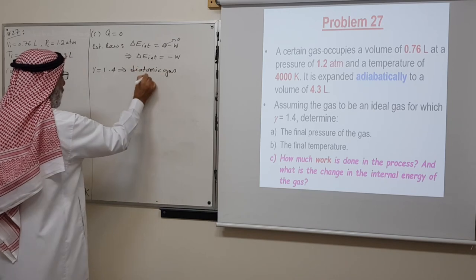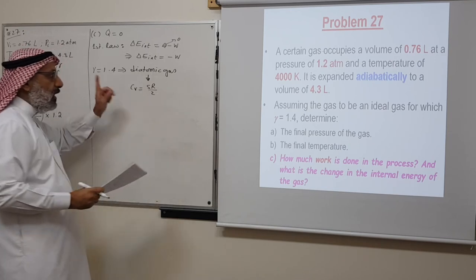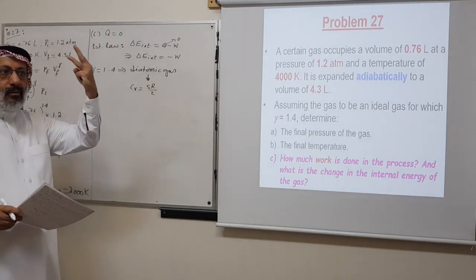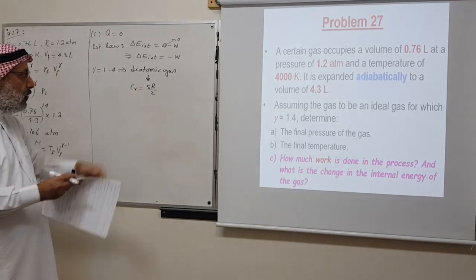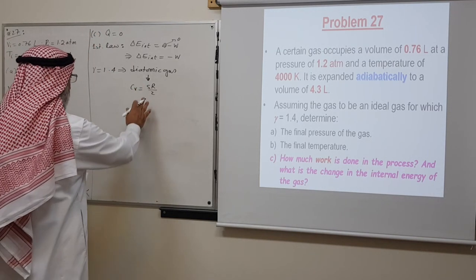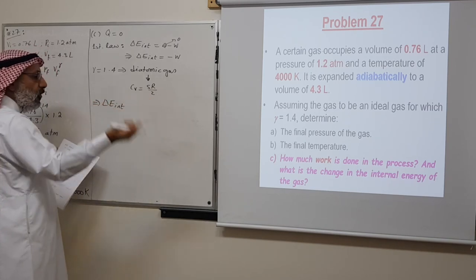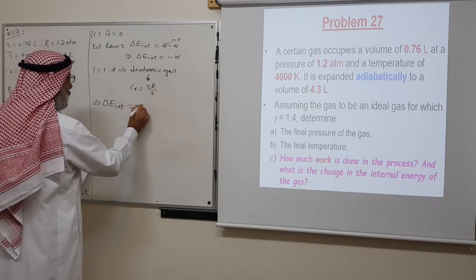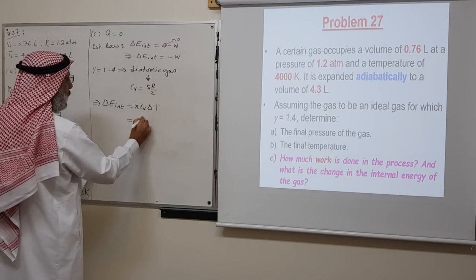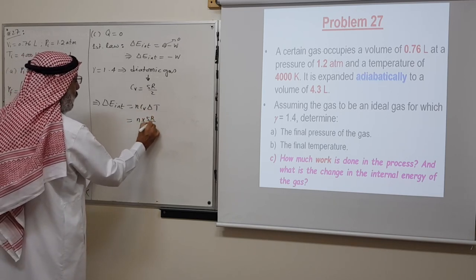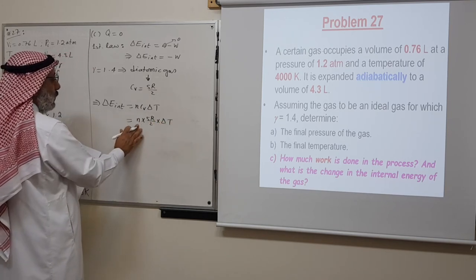If it is a diatomic gas, C_V is 5R over 2. Remember, it's 3R over 2, but we have rotation and vibration, so 5R over 2. That is C_V. So delta E internal for any process, for any gas, is n C_V times delta T. In this case, this will be n times 5R over 2 times delta T. Let's put the numbers. We need to find n.